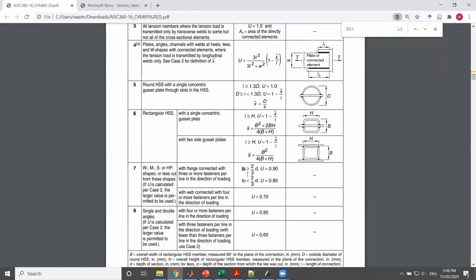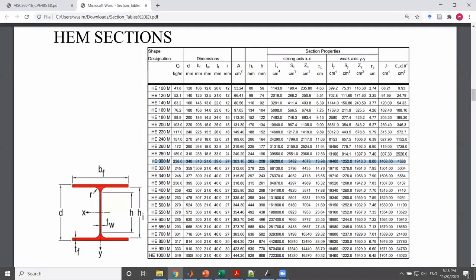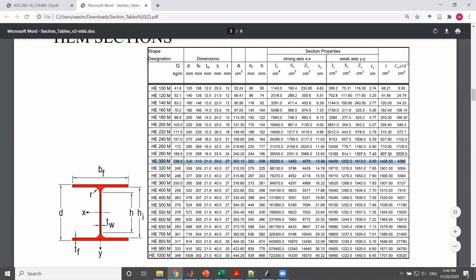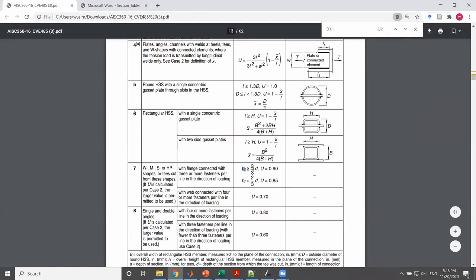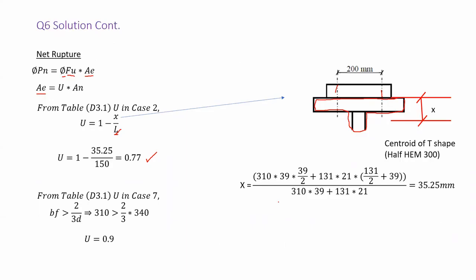So when you want to check for that, you want to go back to the sections table. Here we have the depth, and here we have BF, the flange width. So basically, you will plug them in these 2 equations and check which one actually satisfies. And you will pick whichever one satisfies. You will pick your shear lag. So from here, it appears that BF is actually bigger than 2/3 D.